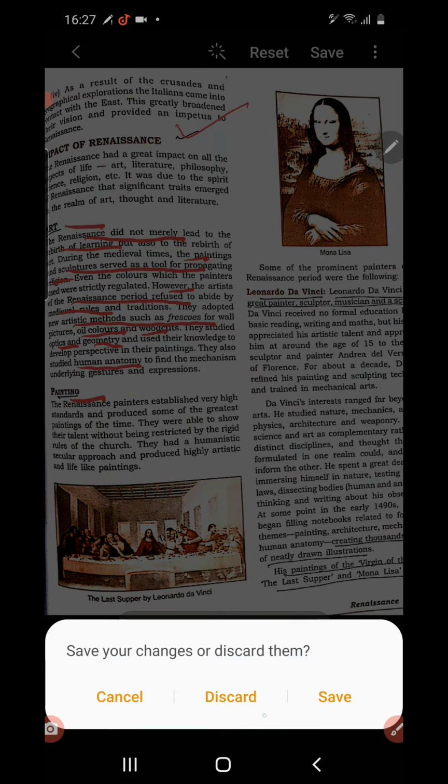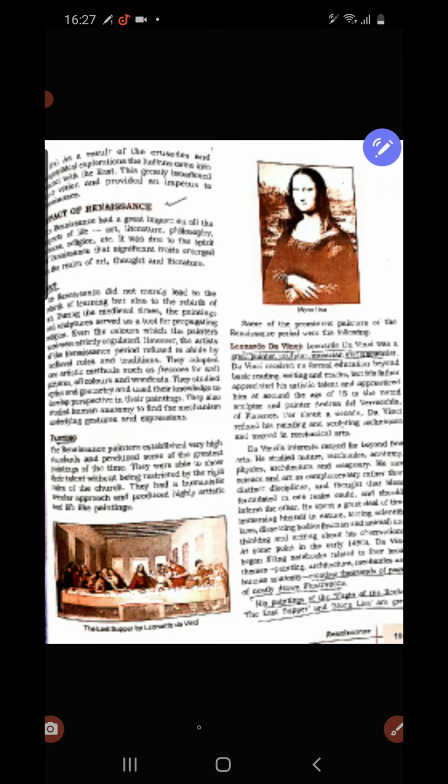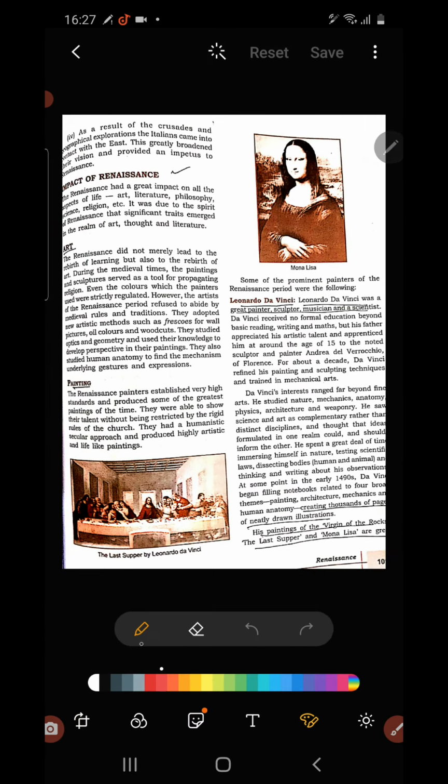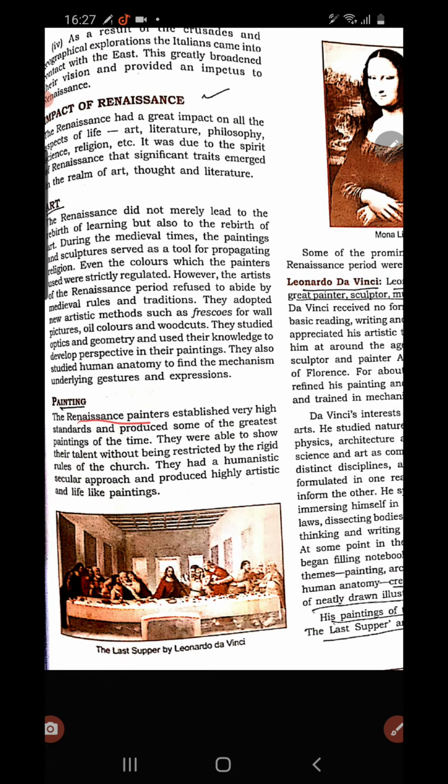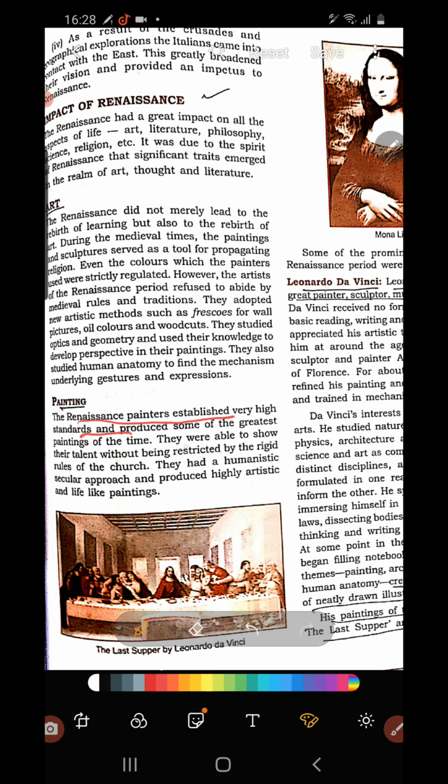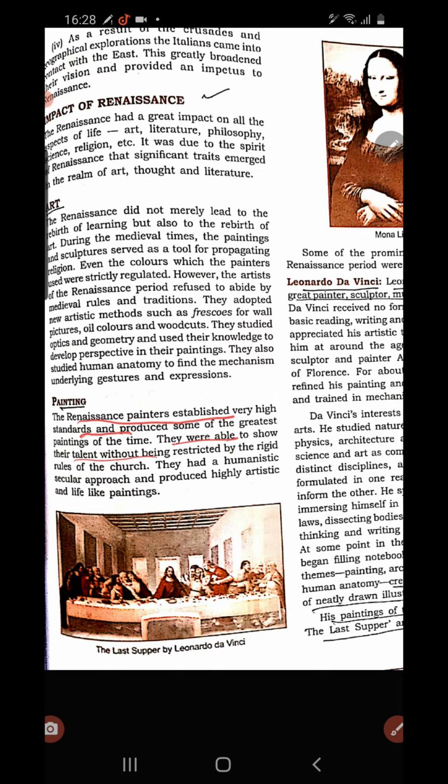Then let's see what changes they brought about in the field of painting. When we discuss, Renaissance painters established a very high standard of painting. They were able to show their talent without being restricted.